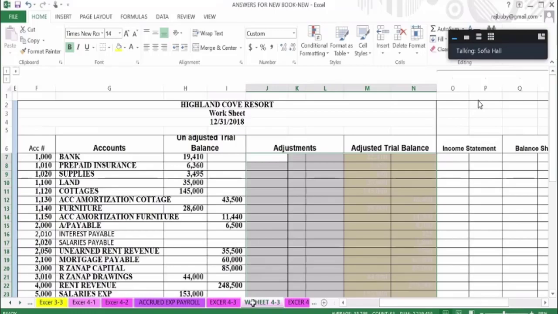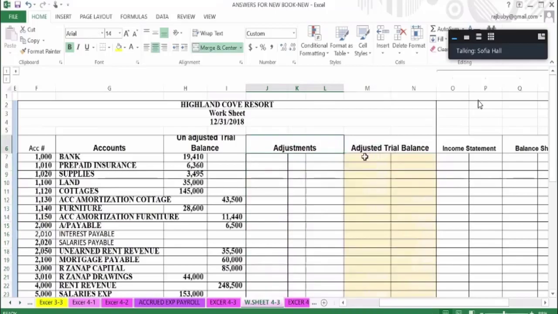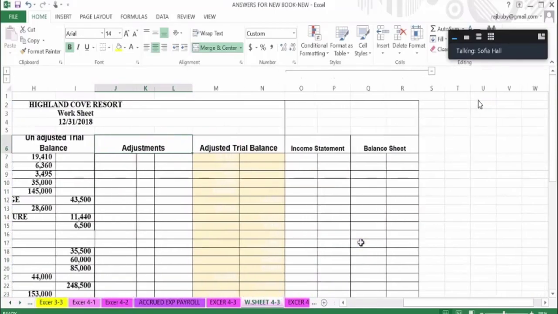Worksheet 4-3. Yes. This one has the unadjusted trial balance. I think you have the trial balance, right? Okay. Then you have another 2 columns that is for adjustments. After that, you are going to calculate the adjusted trial balance. From the adjusted trial balance, you are going to prepare the income statement and the balance sheet.